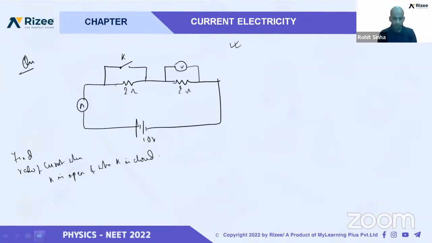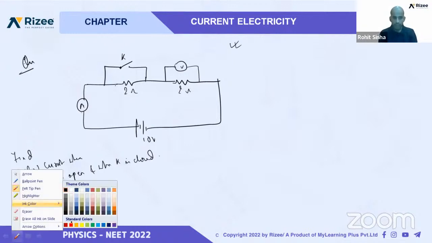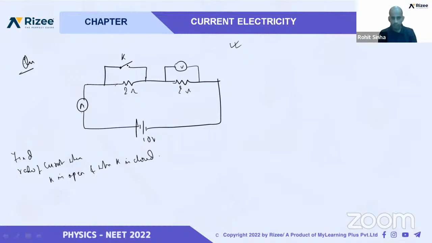When K is open, I think you should check once. If K is open, K is not connected here, that means both resistors are working. Then what we will get? In open condition, total voltage 10 and total resistance will be 4. That means current will be 2.5. Like this, you can see.